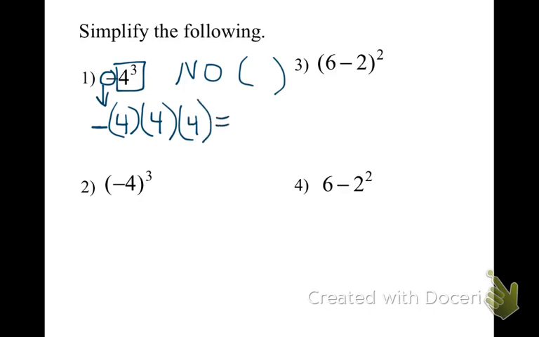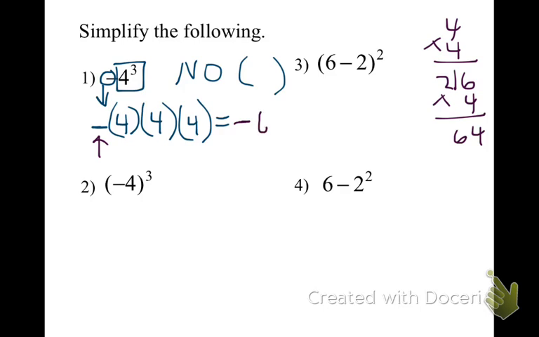So I know this is going to be a negative. Why? Because there's only one negative up in front. So let's see, 4 times 4 is 16, times 4 again, 64. So we get -64 as my answer. Why? Because remember, there's no parentheses. Since there's no parentheses, that means we're just left with 4 to the 3rd power. Now, go and try to solve number 2.